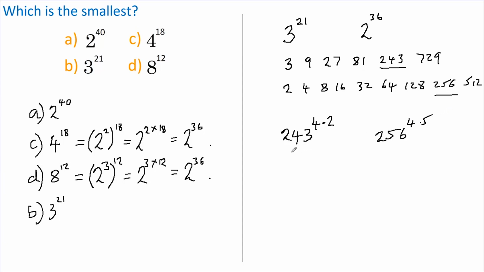Now we have a situation where the base over here is smaller than the base here, but also the power here is smaller than the power here. Therefore, this must be smaller. So the answer is B. 3 to the power of 21 is the smallest. Did you get it?